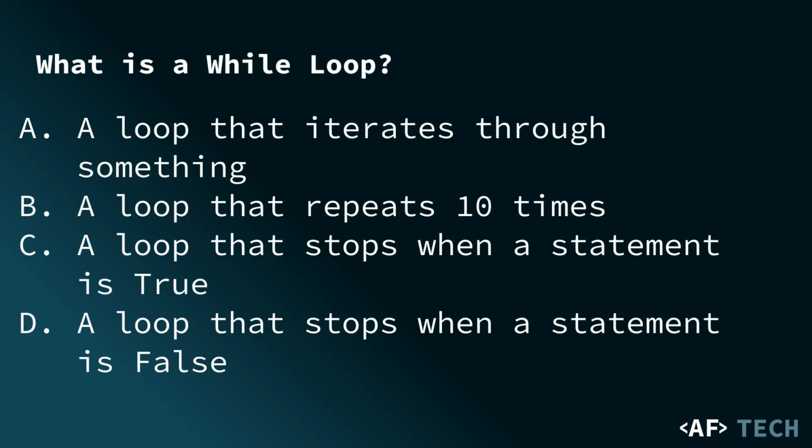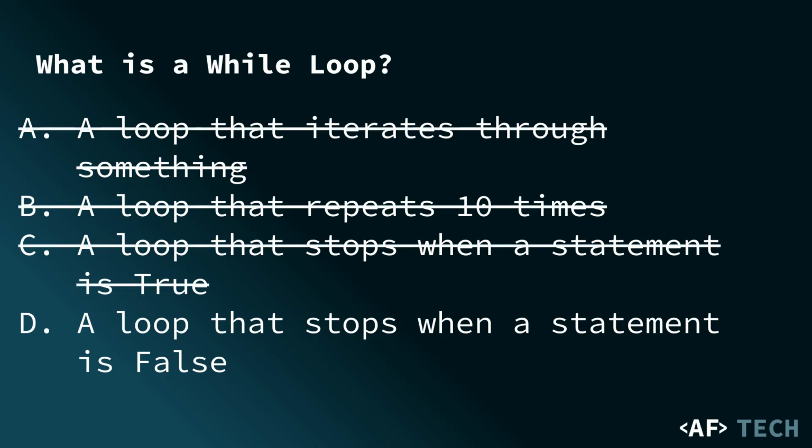What is a while loop? Is it a loop that iterates through something? Is it a loop that repeats 10 times? Is it a loop that stops when a statement is true? Or is it a loop that stops when a statement is false? It's a loop that stops when a statement becomes false. So for example, if I said while variable is equal to 1, and we went through the while loop, and then eventually it changed to 2, it would stop because that statement would be false.